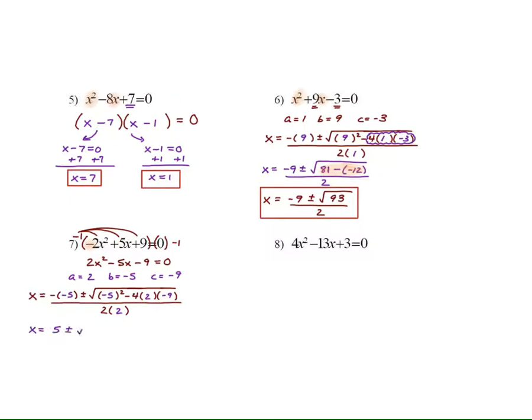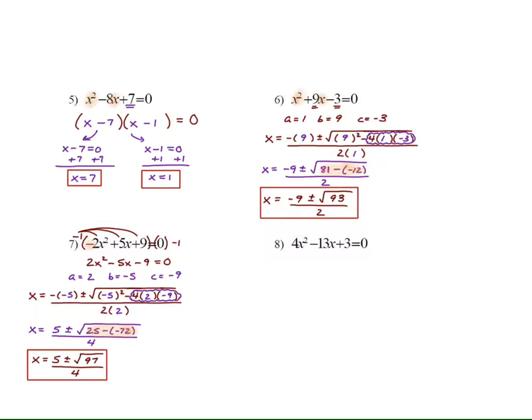So x equals the opposite of negative 5, which is 5, plus or minus, and then I handle what's underneath the radical in 2 separate steps. First I square the negative 5, which is positive 25, and keep the minus, and then I multiply 4 times 2 times negative 9, which gives me negative 72, all over 4, and then I deal with that minus negative. So I have 5 plus or minus 25 minus negative 72, which is the same as plus 72, which gives me 97 under the radical, all over 4.